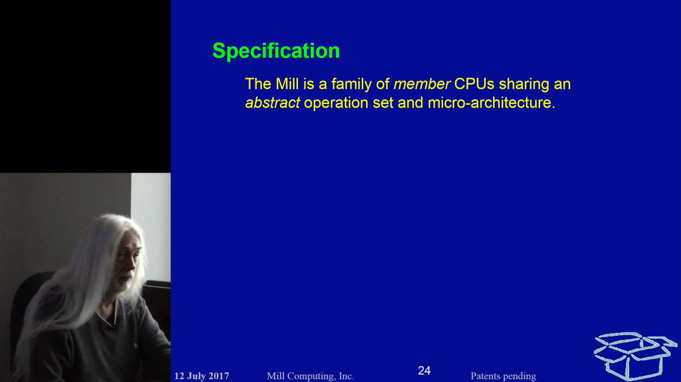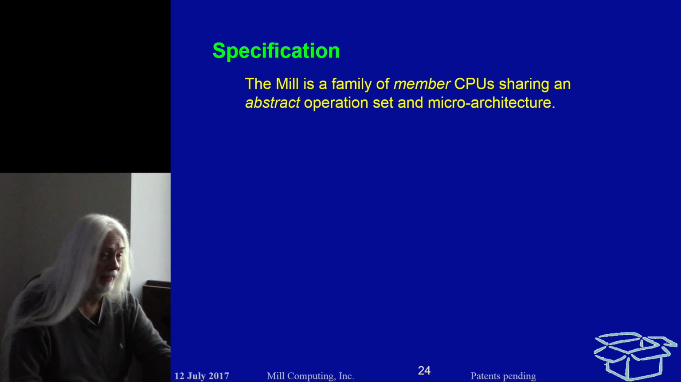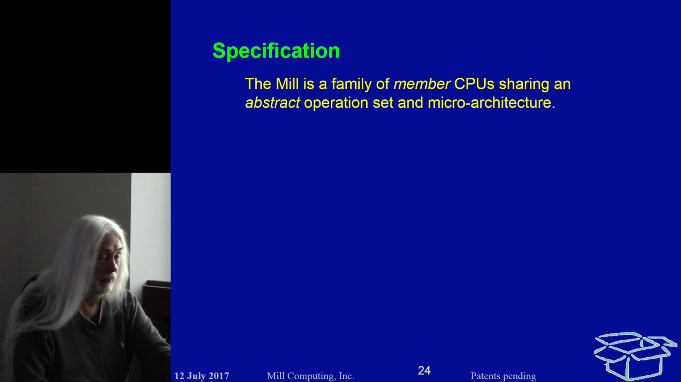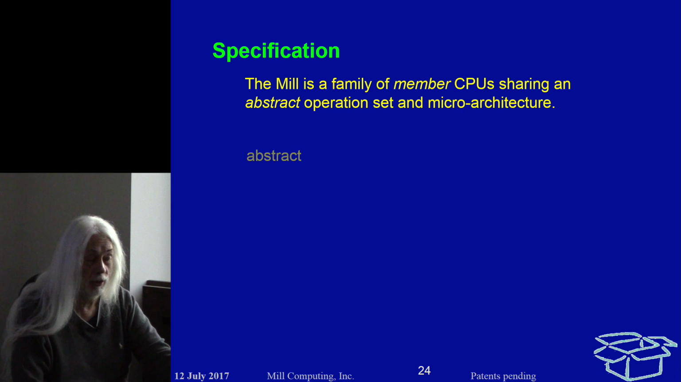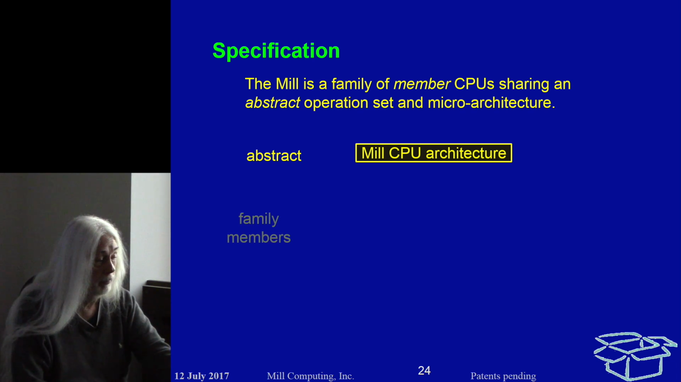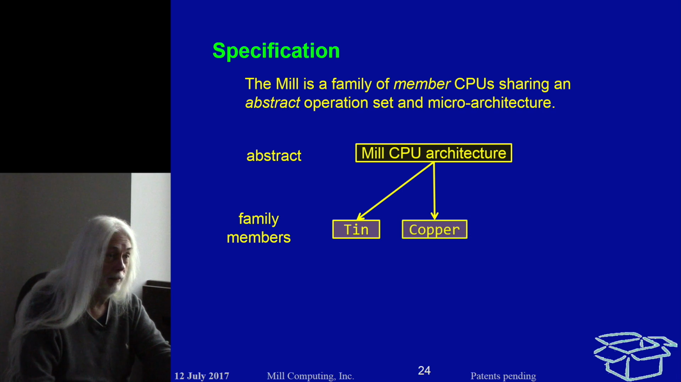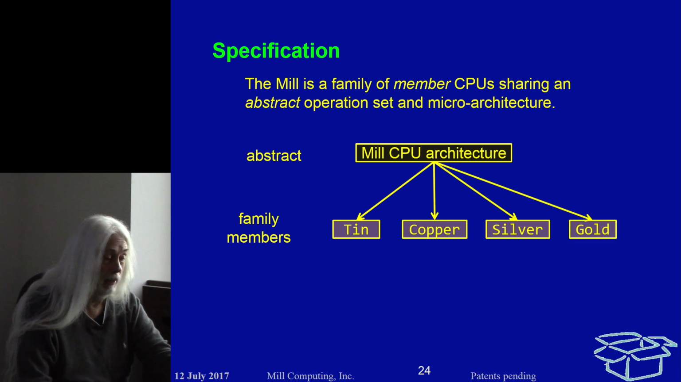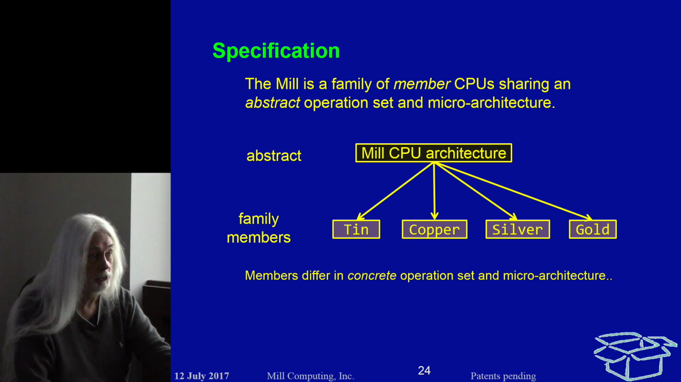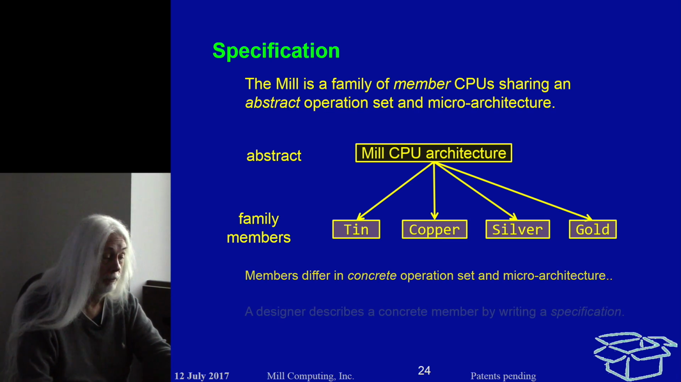All of this software has been in place for several years now. Each family member has a common architecture and a shared binary interface, which uses an abstract architecture and abstract microarchitecture so that code is portable from family member to family member. The abstract is standard across all Mills, but the individual family members are identified by a specification that determines what concrete operations are present in that particular family member and how many of them you get.